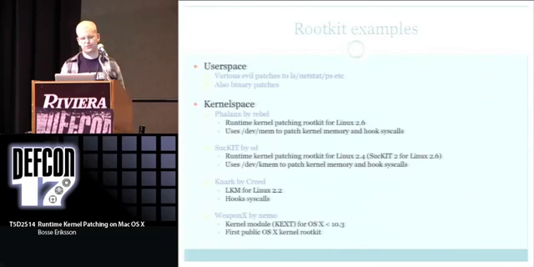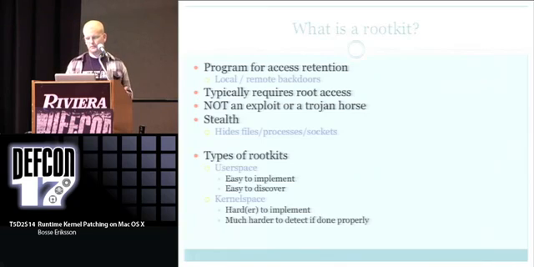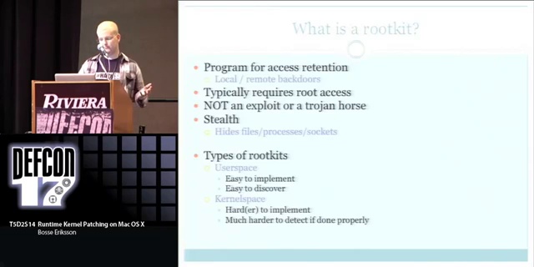Examples of rootkits. Well, in user space, there are various evil patches to ps, netstat, ls, and you can also do binary patching, like hiding files, processes, sockets, and so on. The basic types of rootkits are user space rootkits and kernel space rootkits. Those are the main categories. The user space rootkits are easy to implement and therefore easy to detect. The kernel ones are a bit harder to implement and much harder to detect if they are done properly, since you are at the kernel level of the OS and you can manipulate pretty much anything you want.